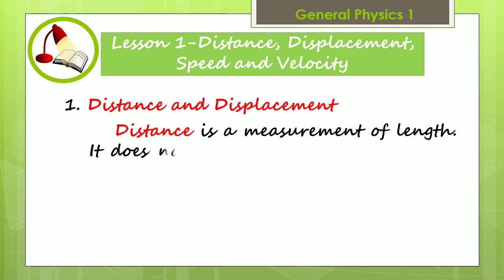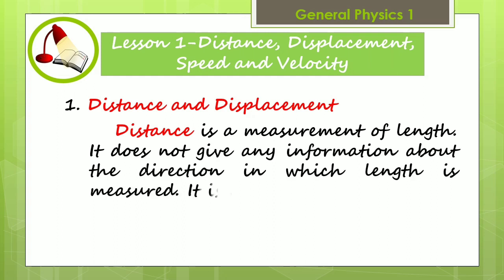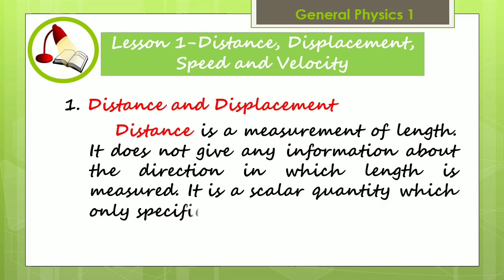Distance is a measurement of length. It does not give any information about the direction in which length is measured. It is a scalar quantity which only specifies magnitude.